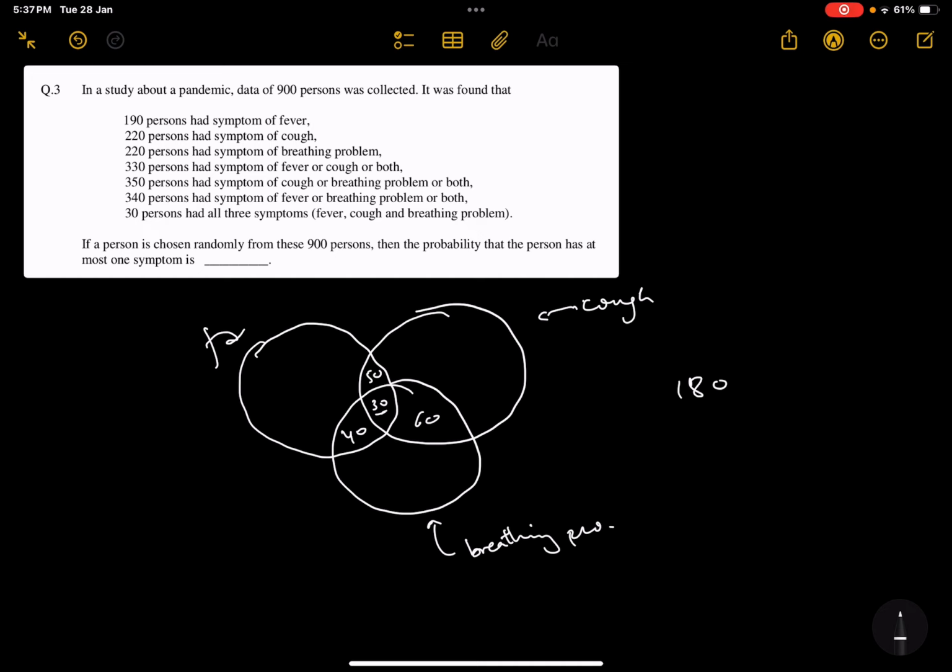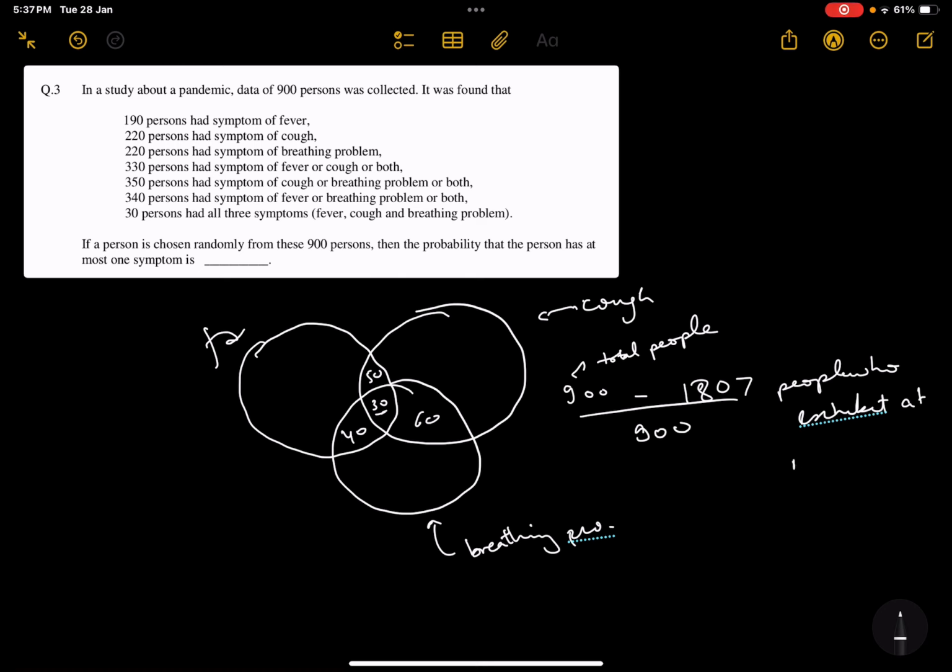So the answer is 900 minus 180 upon the total number of people, minus people who exhibit at least two symptoms, upon the total number of people, is the probability which we are asked for. So this becomes 0.8. So our answer is 0.8.